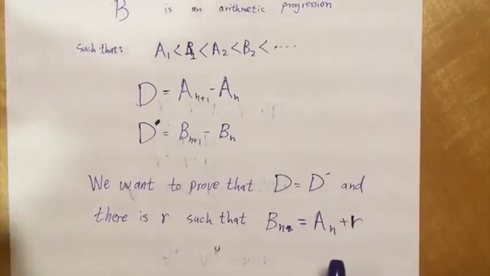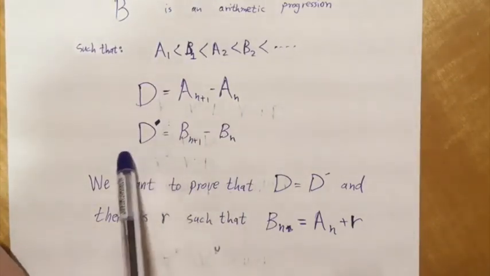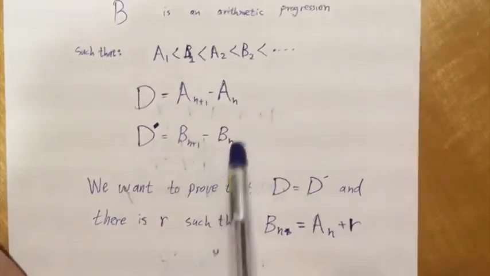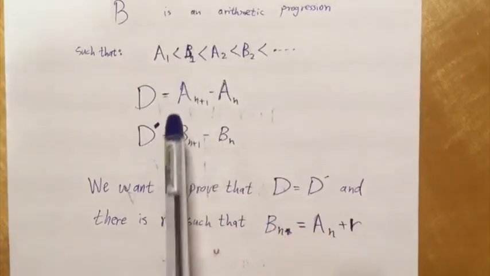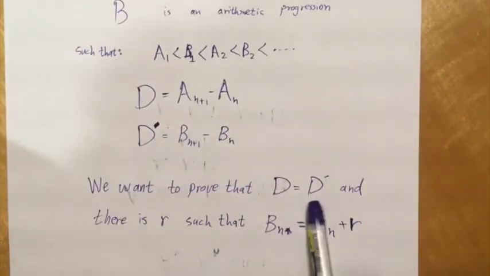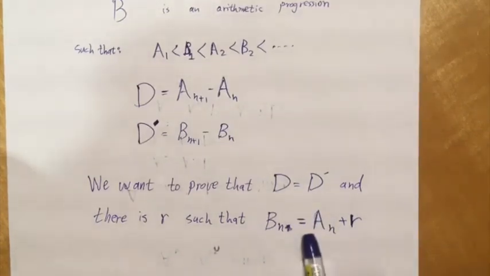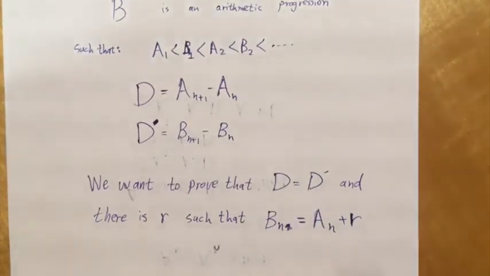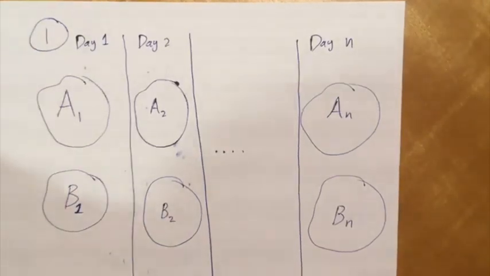Now here we're trying to prove the opposite: that if both are arithmetic and this condition is satisfied, then it must be the case that their common difference is the same and one sequence is just a shift of the other. So there are a few approaches to see why this is the case. We'll present a few of them. The first approach goes as follows.